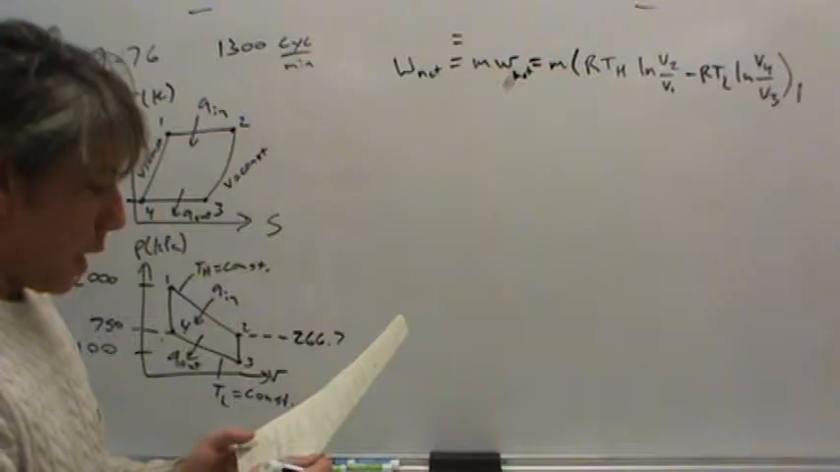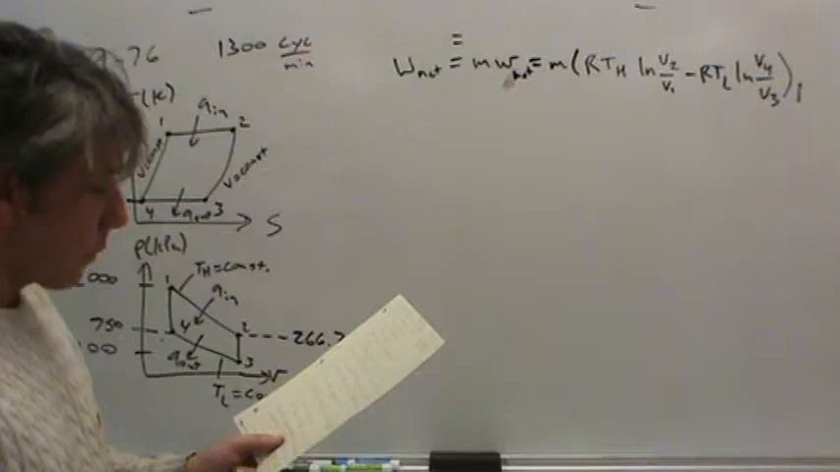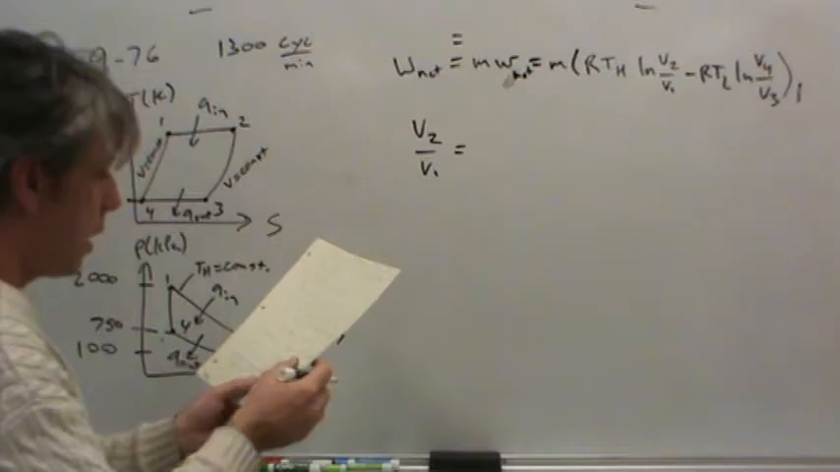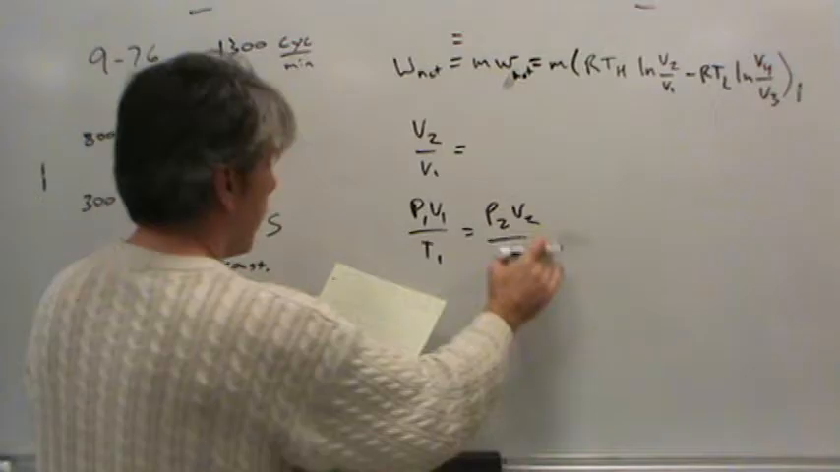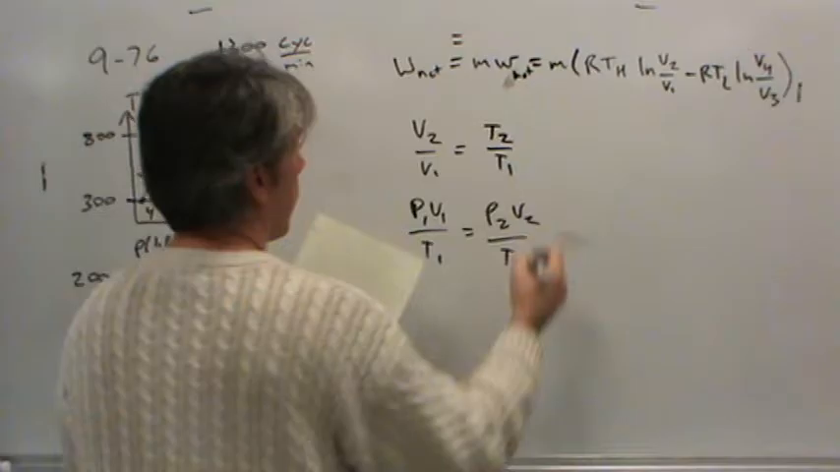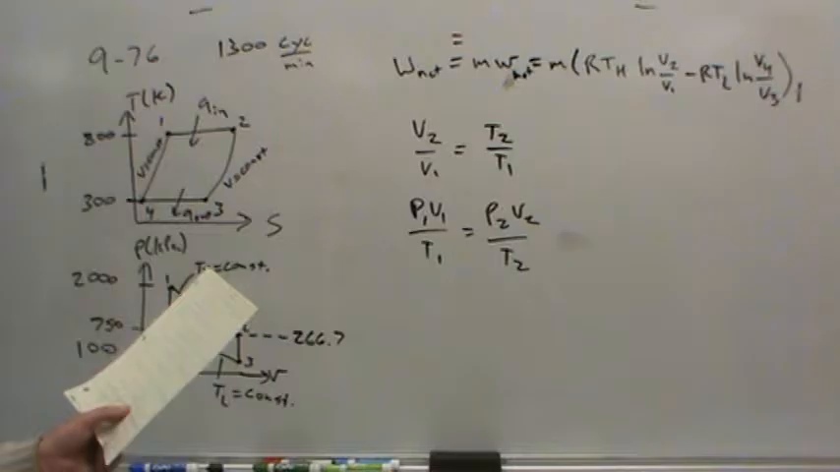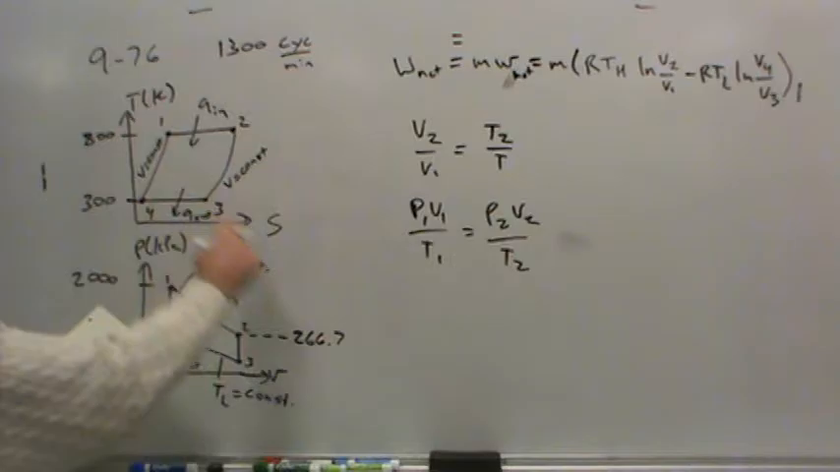Okay, so that's what we really need in order to solve this. TH and TL are done, that's no problem. But now it looks like we need the volume. Now, in order to get the volume ratios, V2 over V1, we could relate them by P1 V1 over T1 equals P2 V2 over T2. In fact, you can see that you could rearrange this, right? What you'll end up with is T2 over T1.